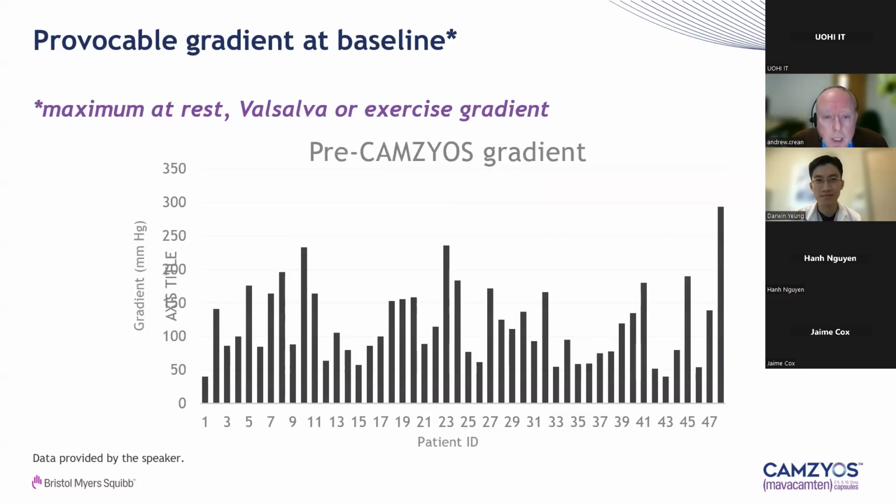So this was the pre-mavacamten baseline gradient of these patients. Now, I should emphasize these patients are mavacamten naive, but they're not treatment naive. Almost all of these patients will be on a beta blocker, and a number of them will be on disopyramide as well. And you can see that despite those treatments, there are really quite substantial gradients present either at rest or with Valsalva, or in some cases with exercise.